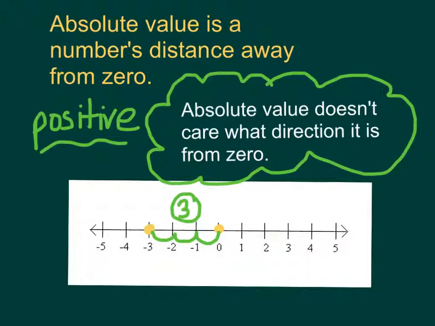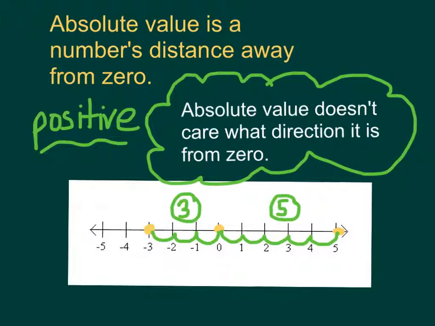The absolute value of +5 is simply going to be the distance from 0, 1, 2, 3, 4, 5. So the absolute value of 5 is 5. The absolute value of -3 is 3.